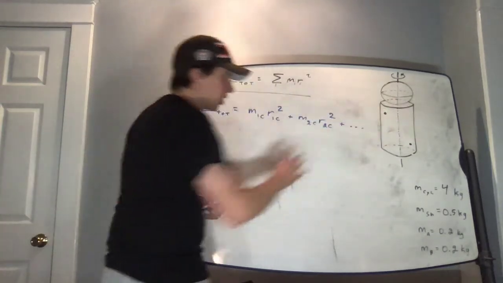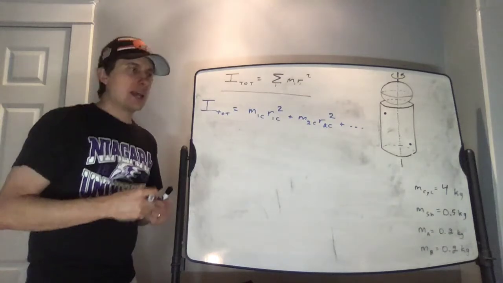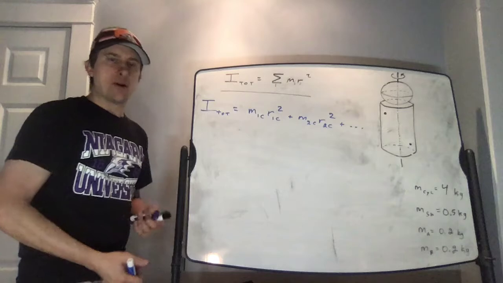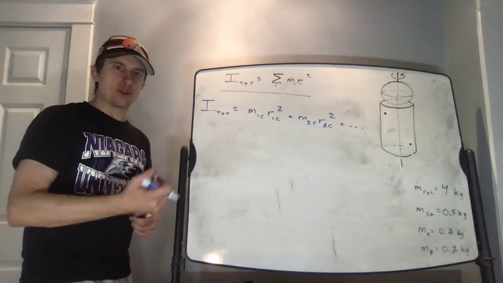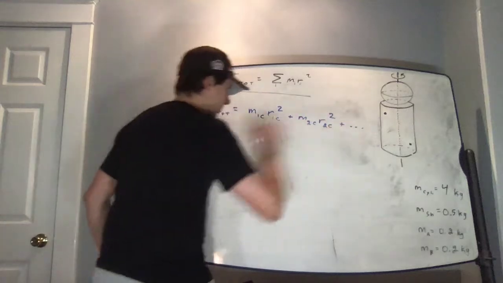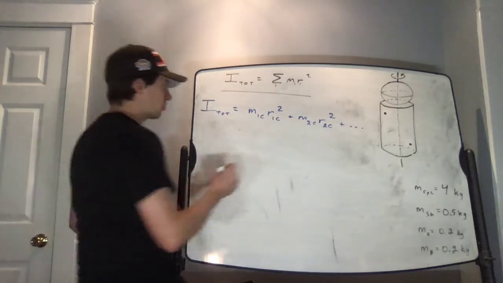I write out all of these contributions. I accounted for every atom in the cylinder. Now I'll start writing out the contribution of every atom in the thin spherical shell. I'm going to leave a little space here because I'll write underneath that shortly.